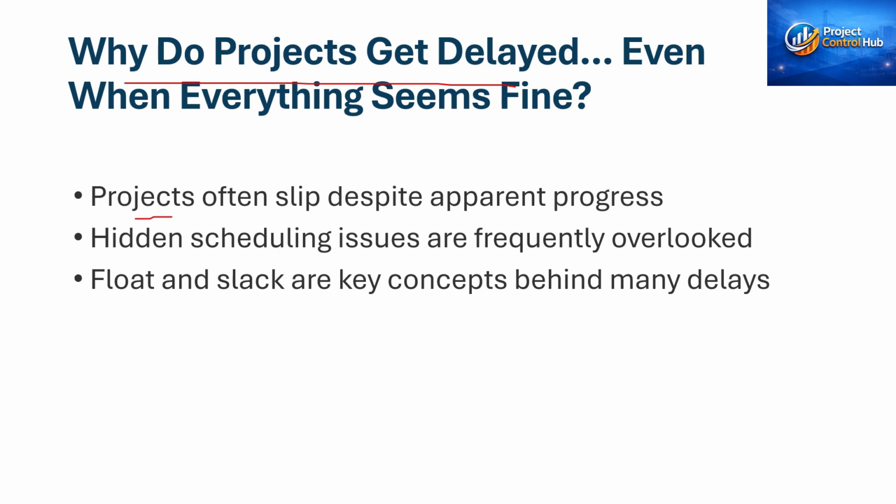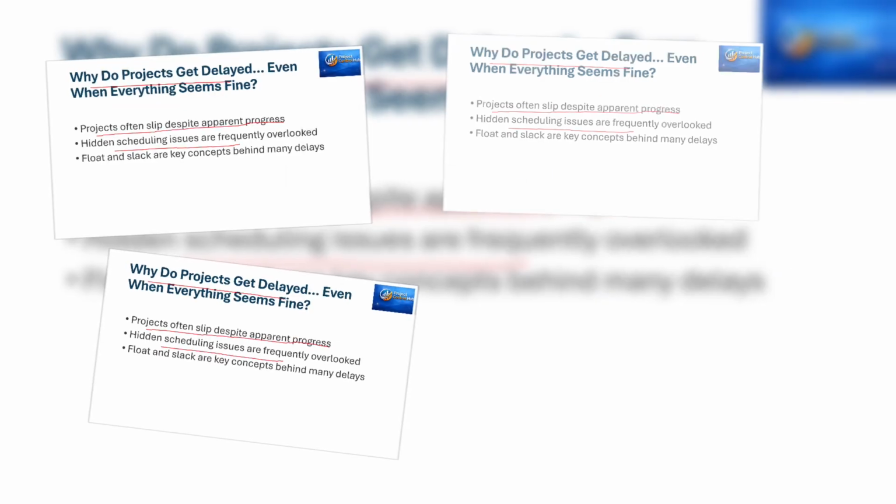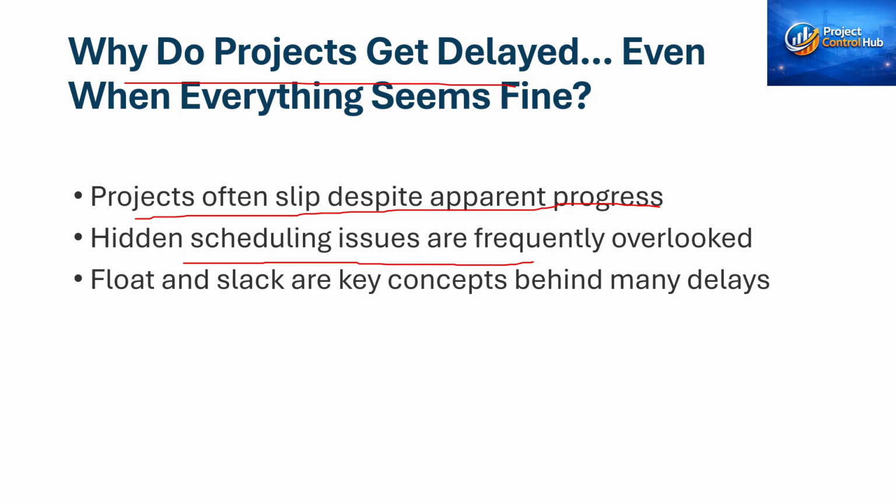Here you can see that the project often slips despite the apparent progress. If the project is progressing as required per the SPI, it might be progressing in the non-critical activities rather than the critical activities, which the planner ignored. There might be some hidden scheduling issues which are frequently overlooked, such as activities on the critical path being overlooked. So we need to look at the activities that are on the critical path. The main reason for all these problems is the float. So we need to understand the key concept behind this and the delay that could impact the project.